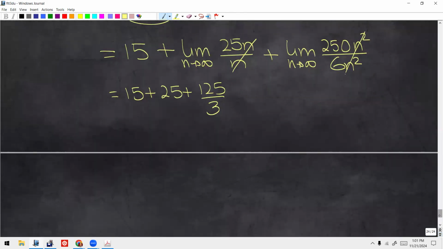Common denominator is 3. 25 plus 15 is 40. So 40 times 3 is 120. 120 plus 125 is what? 245 over 3.